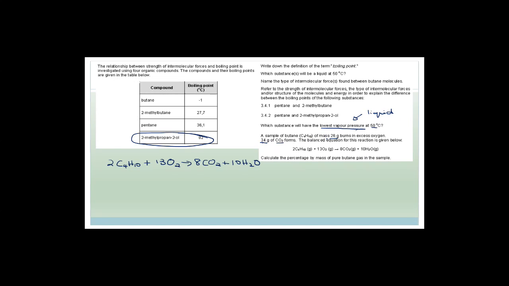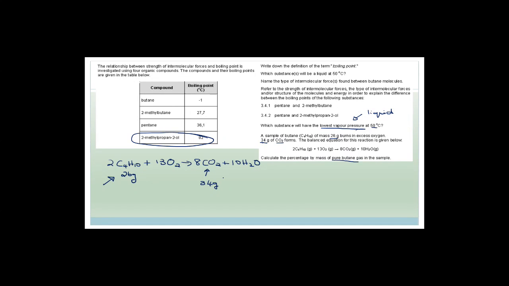Okay, the sample of butane has a mass of 26 grams. It burns in excess oxygen, lots of oxygen. So therefore, this is the limiting reagent, right? 34 grams of this is formed, okay? It says calculate the percentage by mass of pure butane gas.